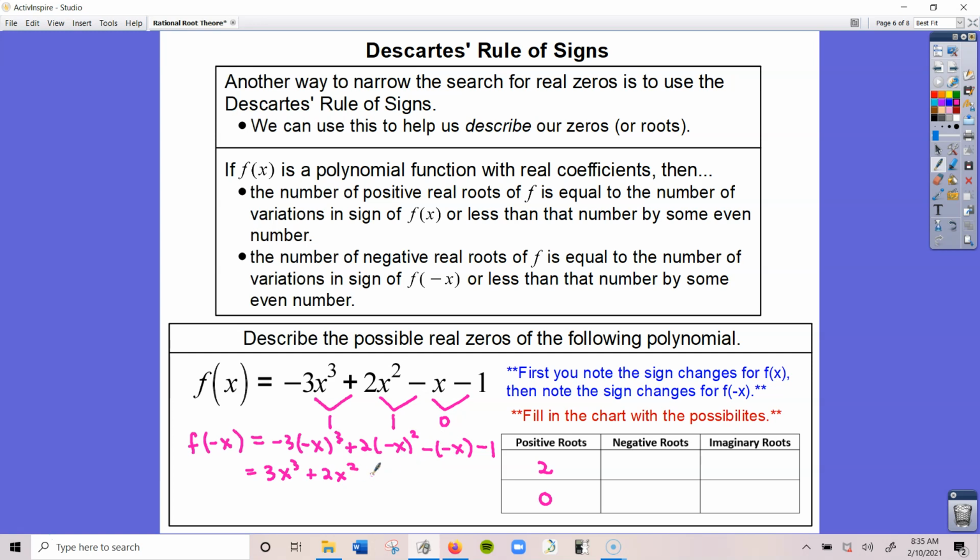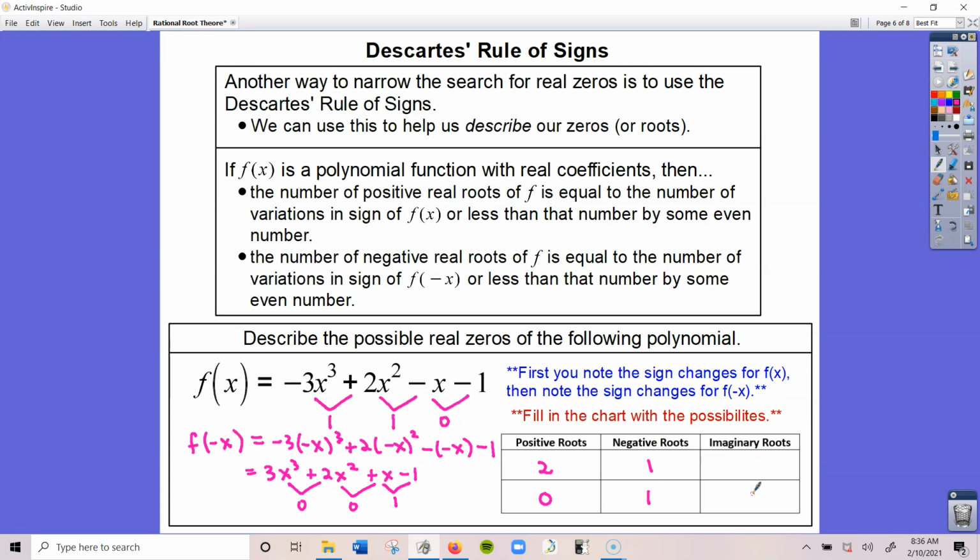Then negative times a negative will give us a positive x minus 1. So now if I compare my sign changes, there's no sign change here, none here, but this goes positive to negative, so I have only one possible negative root. Now if I try subtracting 2, I would end up with negative 1. So remember, we cannot have a negative amount of zeros. So if you end up with 1, that means that's the only option. You're only going to have one negative root.